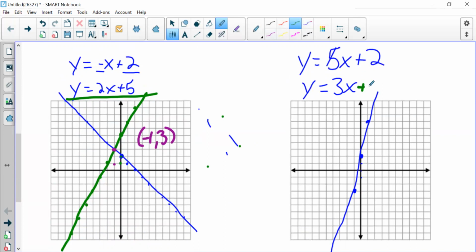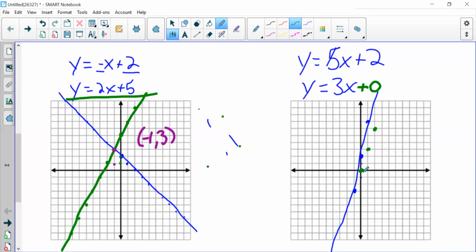We don't have a y-intercept listed. Remember, we don't have it listed. It's the same thing as saying plus 0, which means that our y-intercept is actually going to be at the origin. And this one, our slope is 3, which means I'm going to go up 3, 1, 2, 3, and to the right one.